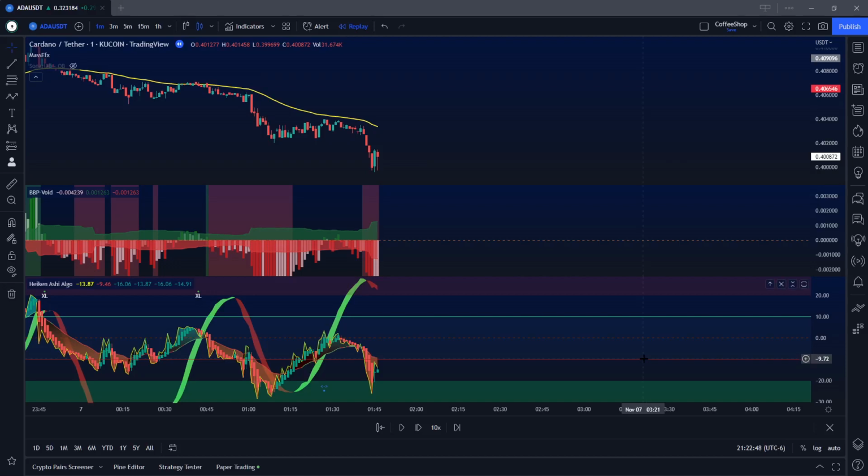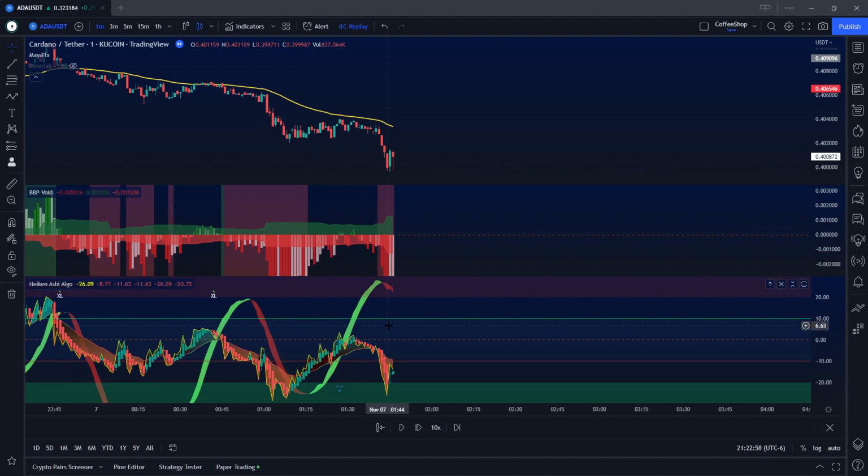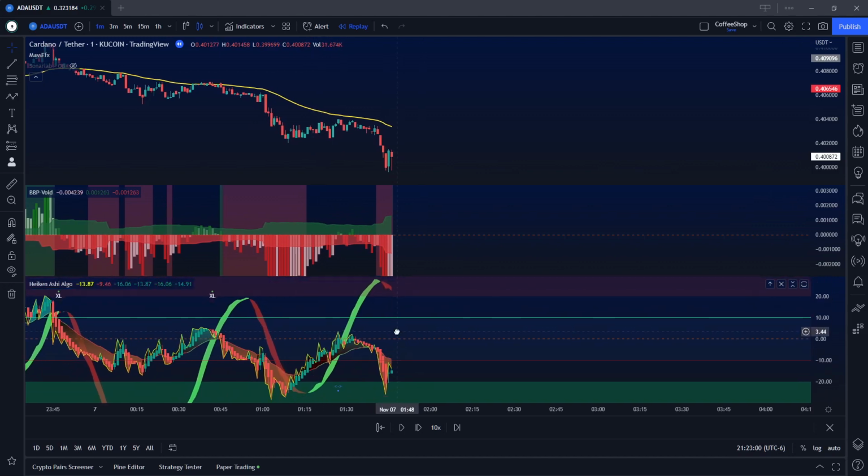So I'm just in the middle of testing a strategy, okay? And you can see a few things on my chart. I really just have a 50 period EMA, the bull bear power void, and the Heiken Ashi Algo Oscillator, okay? Just those three things on my chart.